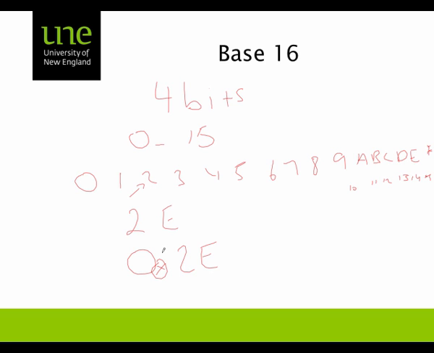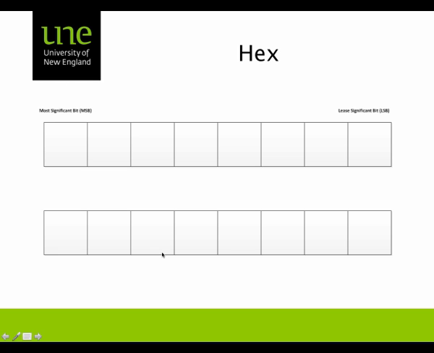So let's go and do that. Here's a set of 8 bits, and so we need 4 bits. So we simply split our byte down the middle, and it gives us our 4 bits. Least significant bit on the right, most significant bit on the left. 1, 2, 4, 8. 1, 2, 4, 8.